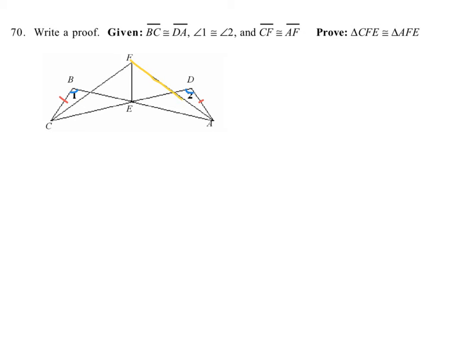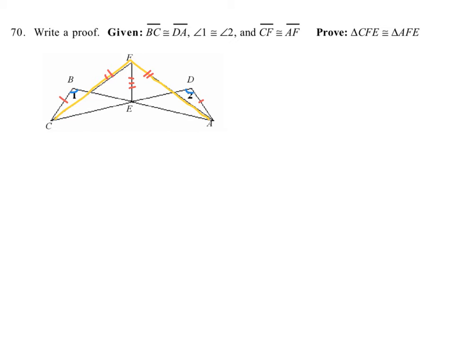And I'm going to highlight that in yellow, each one, so that I can mark it with a couple of segment marks, like that. Okay. Prove that triangle CFE, this triangle right here, is congruent to triangle AFE right here. So we know that this side in the middle is reflexively congruent to itself. Okay, right? Reflexive property of congruence.